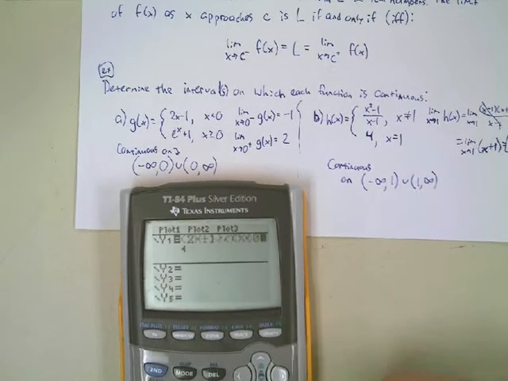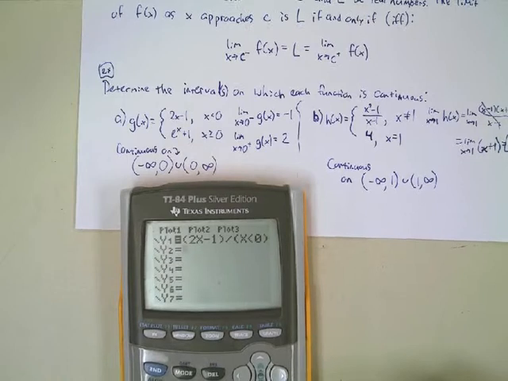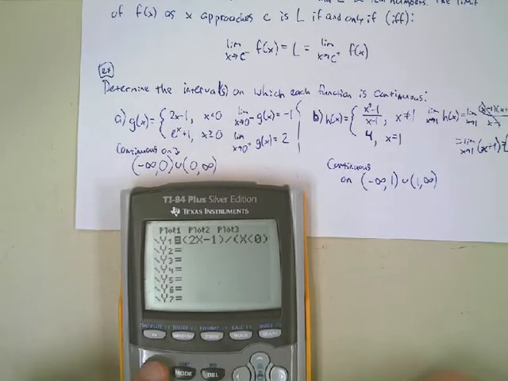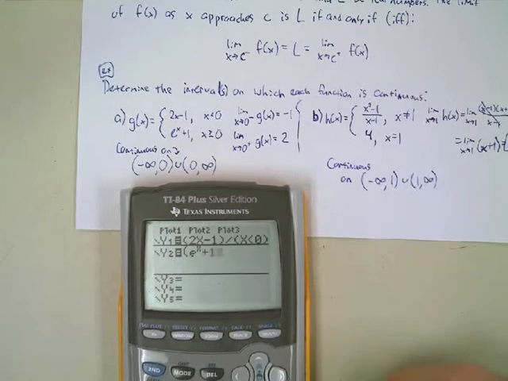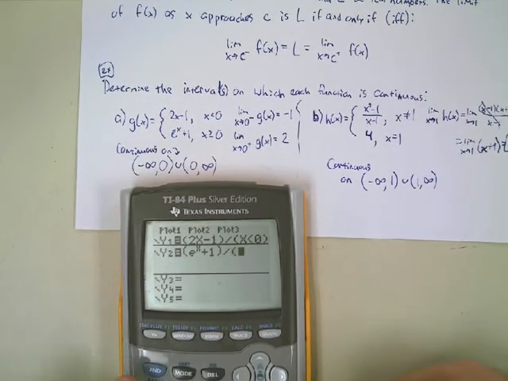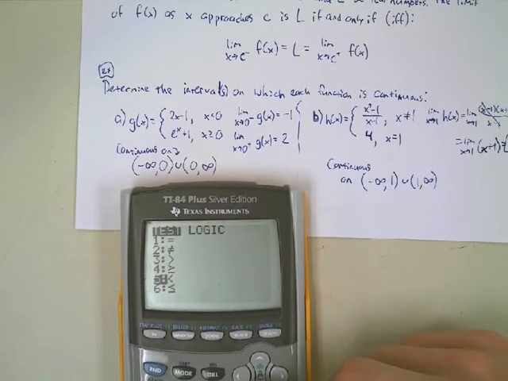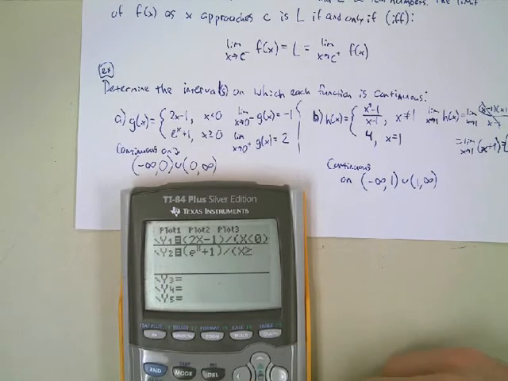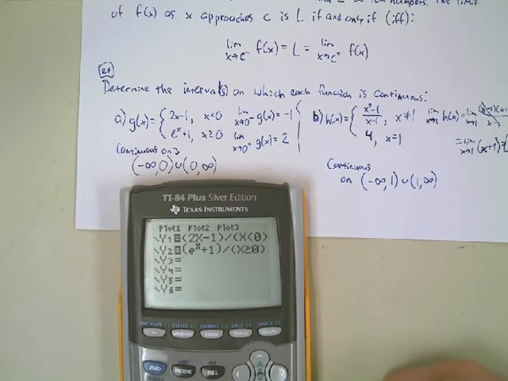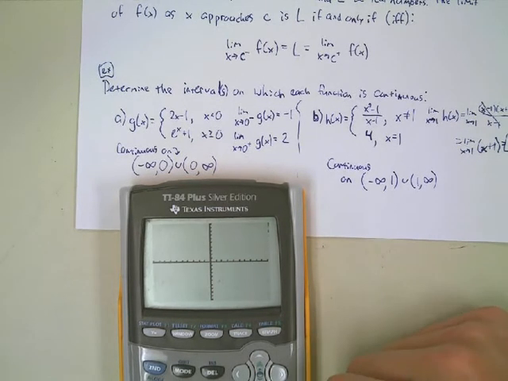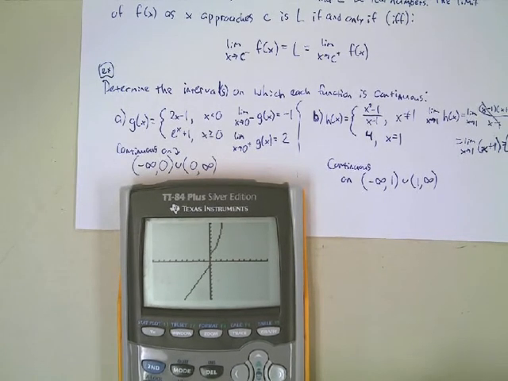Okay, and then we'll do the other piece. Again, parenthesis e to the x plus 1, divided by parenthesis x, and then second math, greater than or equal to 0. Like so. Okay, and then we graph it, right? And voila. You can clearly see here that we have a discontinuity at x equals 0. All right.